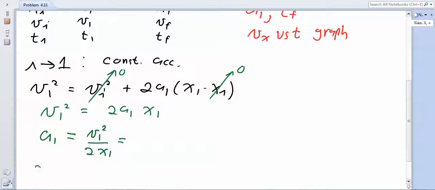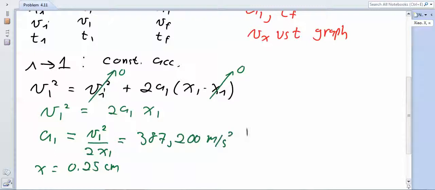And the x1 is given as 0.25 centimeters. So if we convert that number into meters by dividing by 100 and compute this acceleration on our calculator, we get 387,200 meters per second squared. And that's a really large acceleration because this process occurs over such a small distance in time, a small distance. The value of x1 is only 0.25 centimeters.